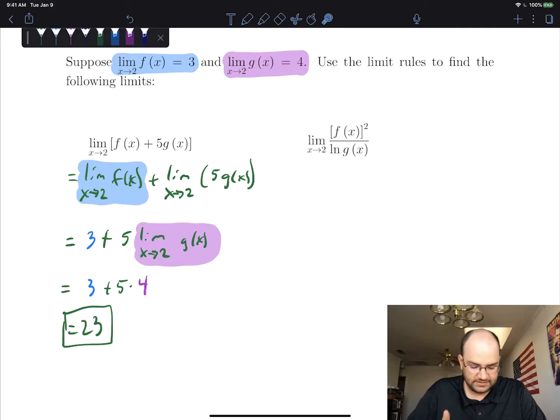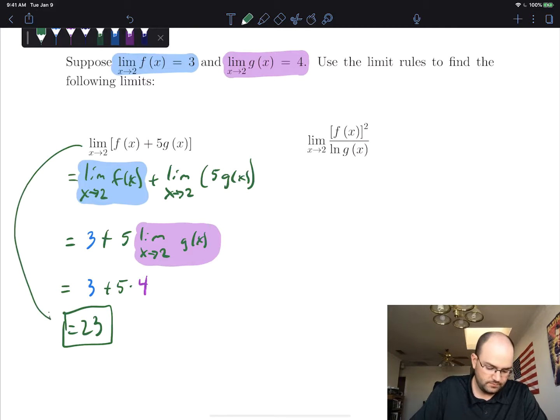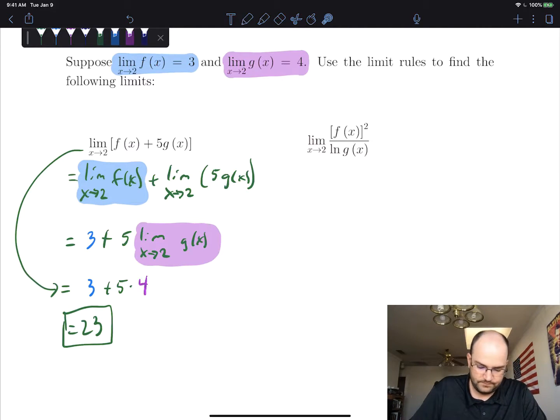Excellent. Now here's the thing. With this, you don't actually need to go through all this, because as long as these limits exist and you can just plug in these values, anywhere you see an f of x, you should just think of that as 3, and anywhere you see g of x, you should just think of it as 4. So you should just be able to go from here to here. So 3 plus 5 times 4. That's the short way, by the way.